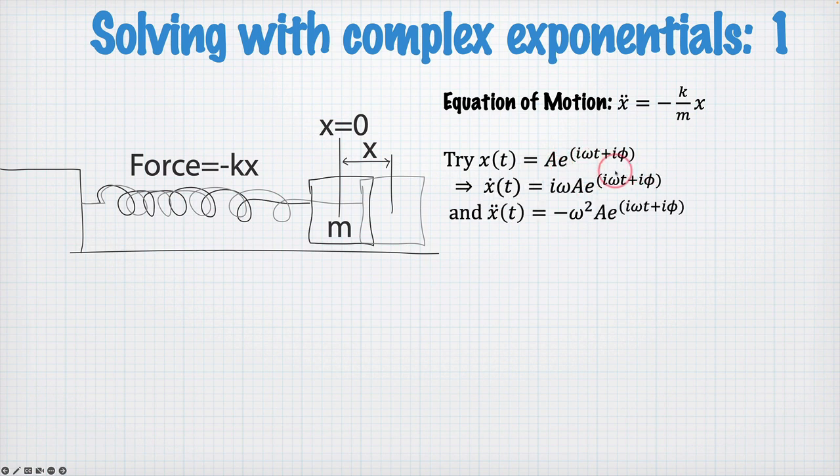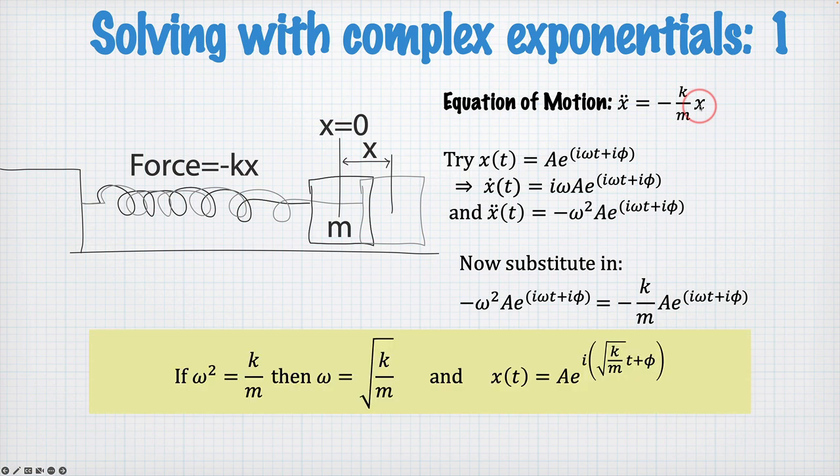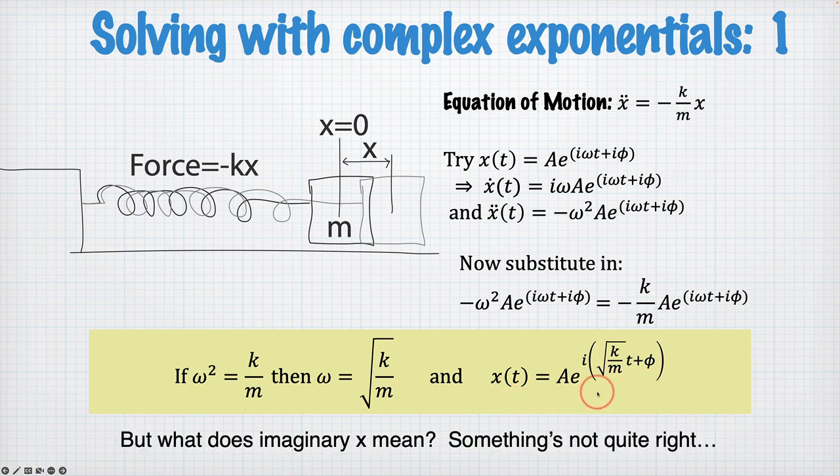We take first and second derivatives, substitute the second derivative back into this side and the zeroth derivative back into this side, and we get exactly the same solution as we had before. And the frequency is the square root of the spring constant divided by the mass, and the displacement here looks the same, except now instead of a sinusoidal function or a cosine, we have this complex exponential. The other thing we notice about it is that x in this case seems to be imaginary.